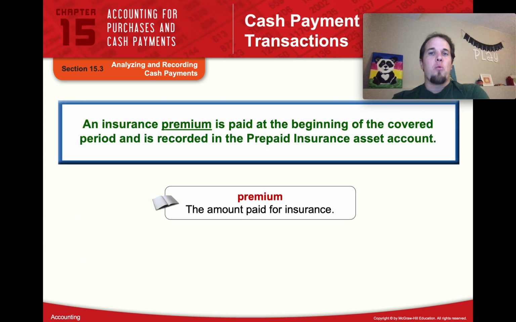Let's look at one cash payment, and it's referring to insurance. Every organization out there has insurance in one way or another for something, depending on what it is, and they have to pay a premium. The premium can be paid in multiple ways. It can be paid monthly, quarterly, semi-annually, or annually. The premium is the amount of money that the company is paying the insurance company to cover its policy throughout the time that's in the policy.